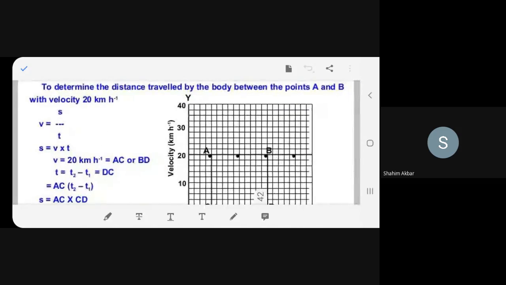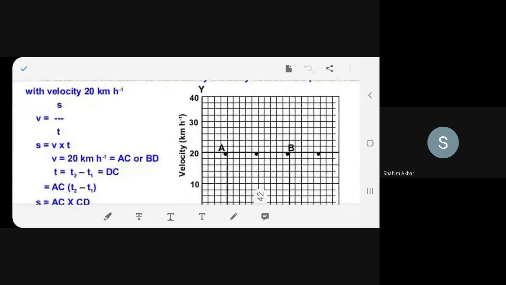What is the formula of velocity? Distance upon time. That's not what we did just now. So velocity is equal to distance upon time. This I'm going to teach you now. So what will be distance?